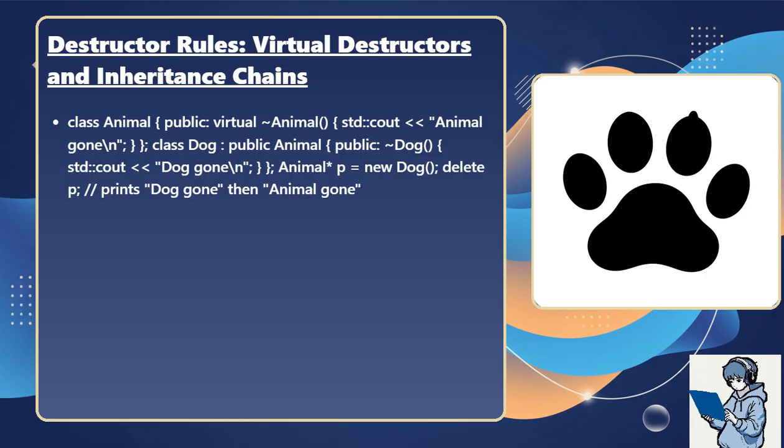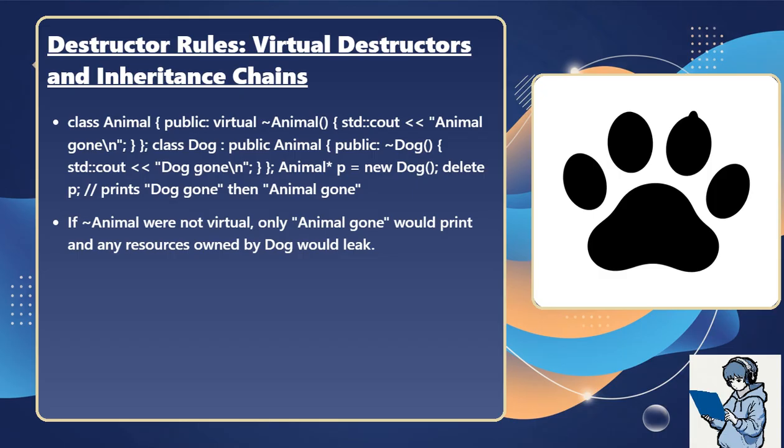class Animal { public: virtual ~Animal() { std::cout << "Animal gone\n"; } }; class Dog : public Animal { public: ~Dog() { std::cout << "Dog gone\n"; } }; Animal* p = new Dog(); delete p; prints "Dog gone", then "Animal gone".